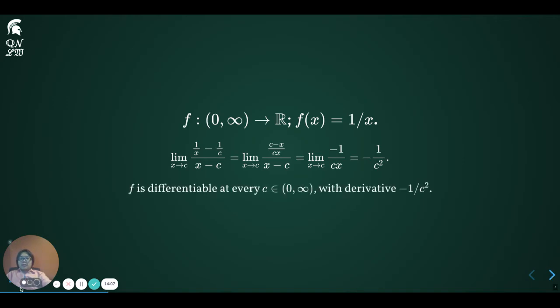This tells us that the function f is differentiable at every point c in its domain, with derivative minus 1 over c squared.